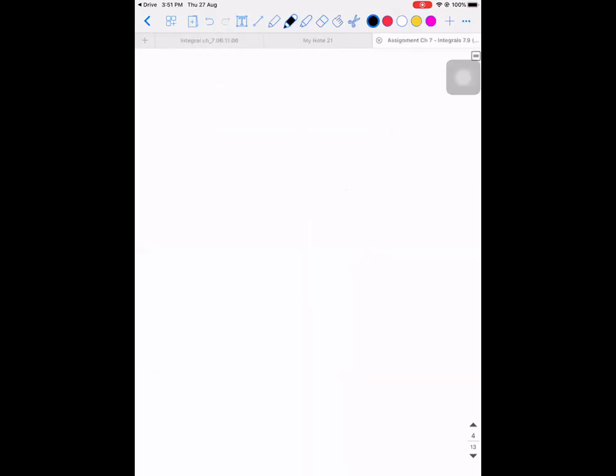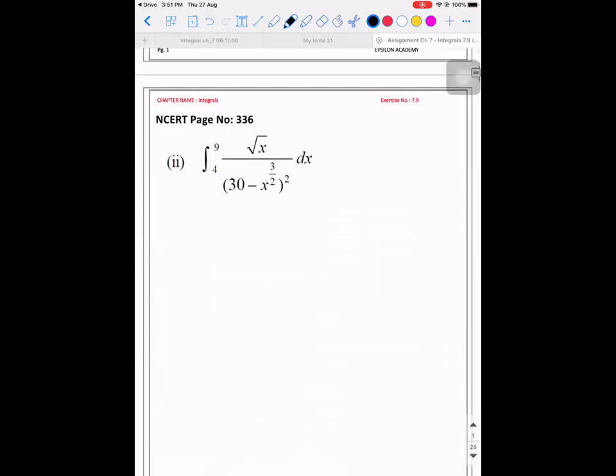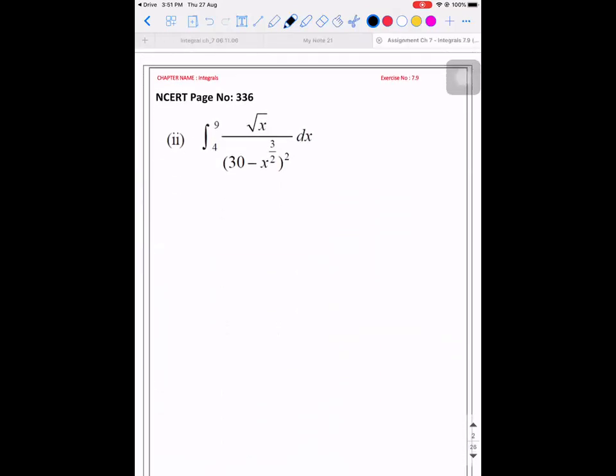So we are done with this. So how to solve this question? Integral of 4 to 9 root x divided by 30 minus x power 3 by 2. That is root x the whole cube. So how do we solve this? So if you see, I'm saying you have to solve it using indefinite integral. How will you guys think? Tell me. Root x divided by (30 minus x power 3 by 2) the whole square dx.